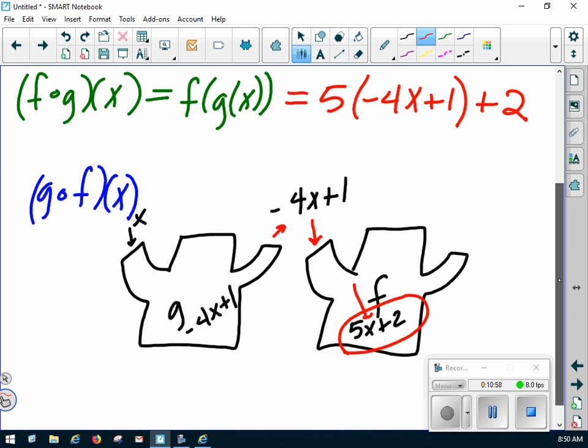Now, do you see what we did there? In this f, we kicked out the x. That's gone, and this is put in its place. So it's 5 times that plus 2. And yes, I heard the word distribute. Go ahead and distribute. What are you going to get? Negative 20x plus 5 plus 2.